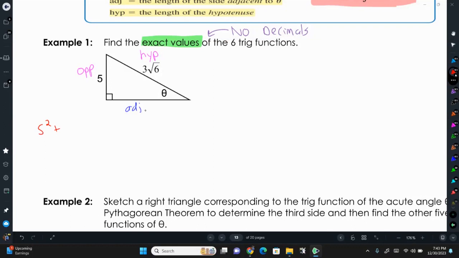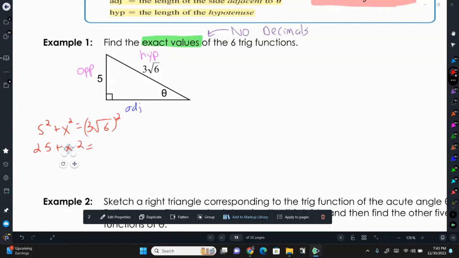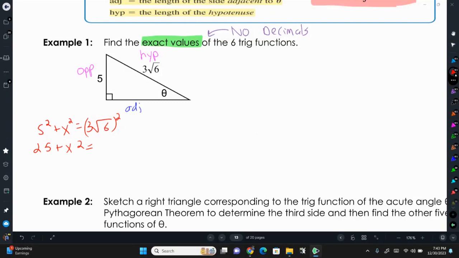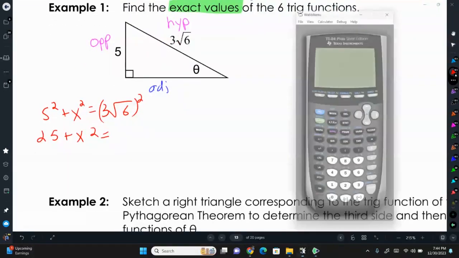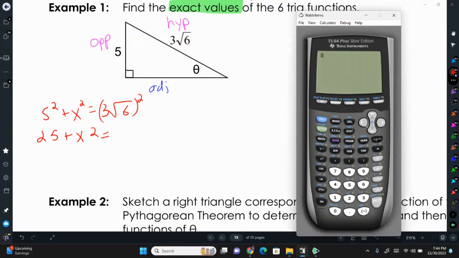So 5 squared plus x squared equals 3 times the square root of 6 squared. So we get 25 plus x squared equals, and if we type that into our calculator, that squared goes to both things. So that's why I put it in parentheses. If I just did 3 times the square root of 6 squared, that's going to give me a different answer than doing it the proper way, like that. We get 54.